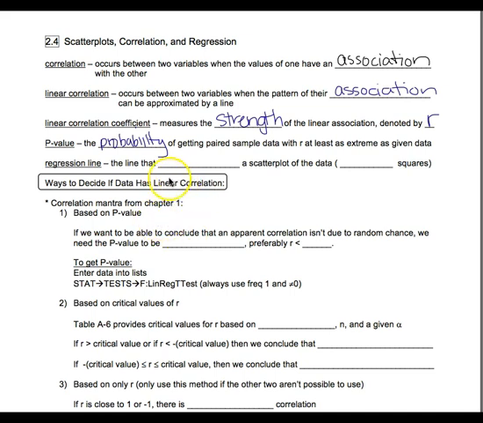The regression line is the line that best fits a scatter plot of the data. It's also sometimes called the least squares regression line. So just so you know, that's the exact same thing. Least squares line, least squares regression line, those all mean the same thing.